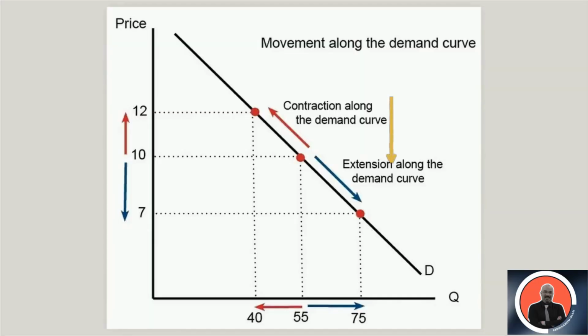If price falls from $10 to $7, moving from 55 to 75 boxes, demand grows, an extension. If price rises from 10 to 12, buyers drop to 40. Demand shrinks, which is a contraction.